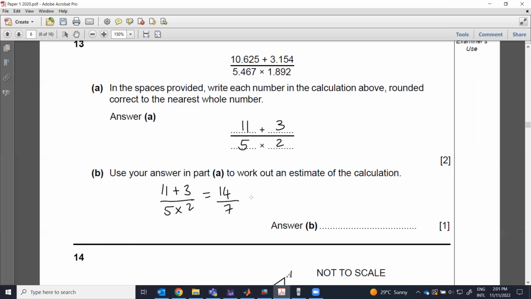5 times 2 is 7, and this is 2. So an estimate of the answer is 2.